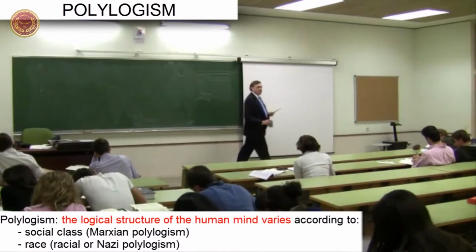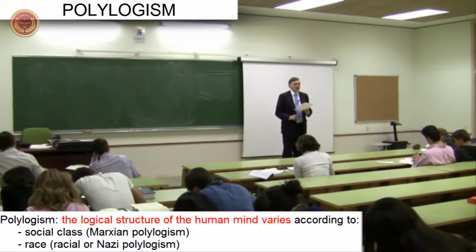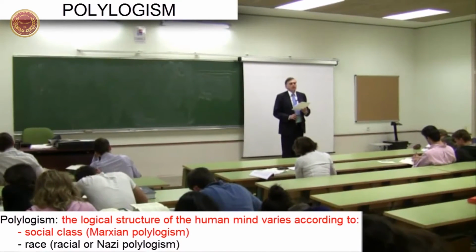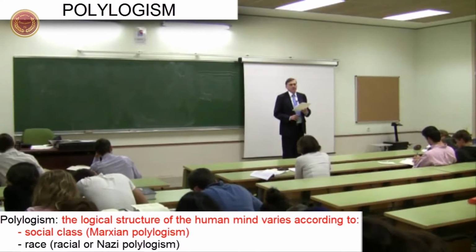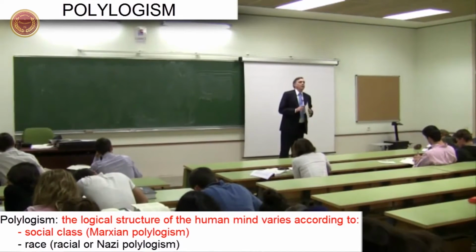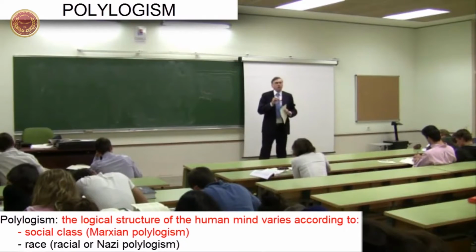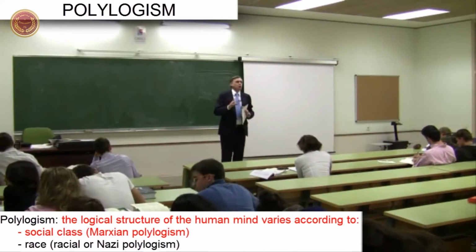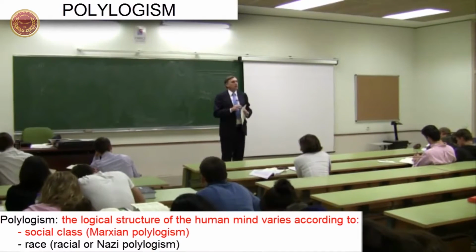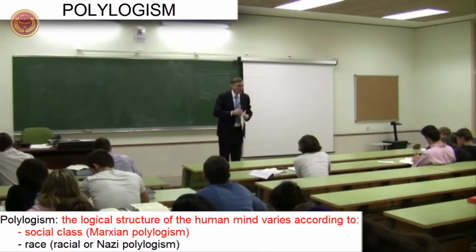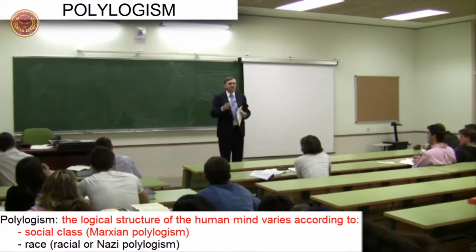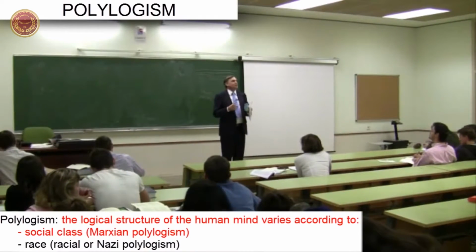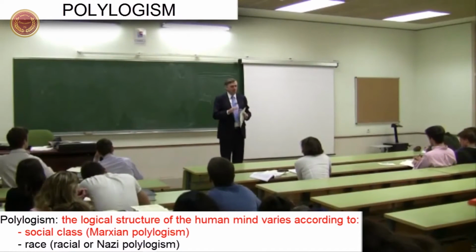From the Marxian point of view, the logical structure of the human mind varies depending on the social class of the human being in question. So, the logical structure of the mind of a member of the bourgeoisie would be nothing like the logical structure of the mind of a worker or a proletarian. Do you know where the word proletarian comes from? Proles means offspring in Latin. So, why were poor people called proletarians? Because all they had were their children. They were practically naked, but they had their children.